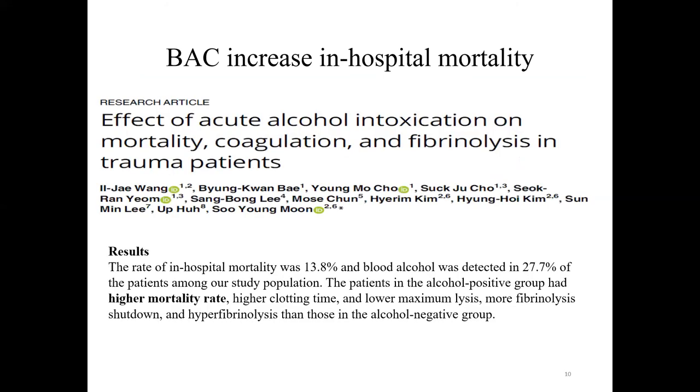Wong, in 2021, after publishing a retrospective study where BAC positive was considered as values of alcohol more than 10 milligrams per deciliter, reported that the patients in the alcohol positive group had higher mortality rate, higher clotting time, and lower maximum lysis, more fibrinolysis shutdown, and hyperfibrinolysis than those in the alcohol negative group.